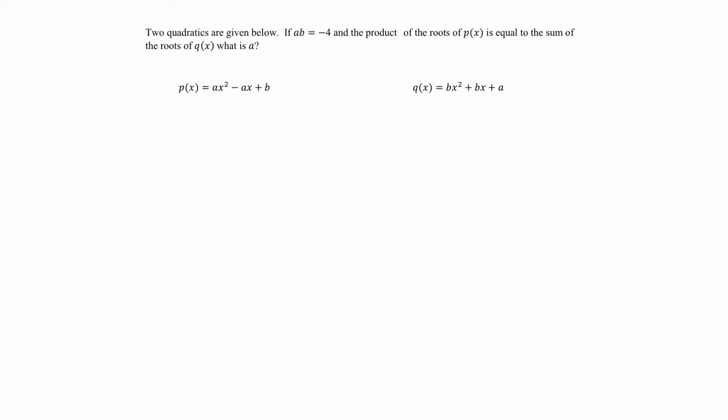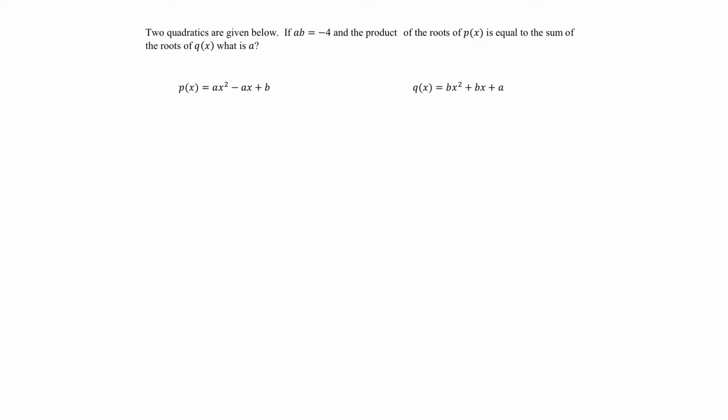Welcome. So in this video we're going to discuss the following problem. Two quadratics are given below. If ab is minus 4 and we know something about the product of the roots of P and the sum of the roots of Q, what is a?